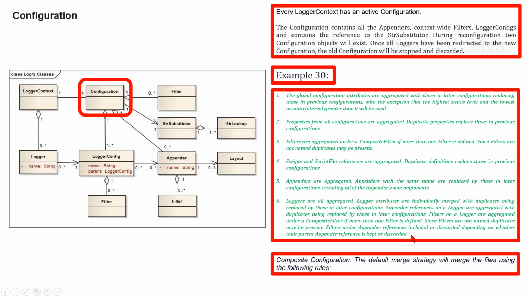Logger attributes are individually merged, with duplicates being replaced by those in later configurations. Appender references on Loggers are aggregated, with duplicates being replaced by those in later configurations. Filters on Loggers are aggregated under a CompositeFilter if more than one filter is defined. Since filters are not named, duplicates may be present. Filters under appender references are included or discarded depending on whether their appender reference is kept or discarded.